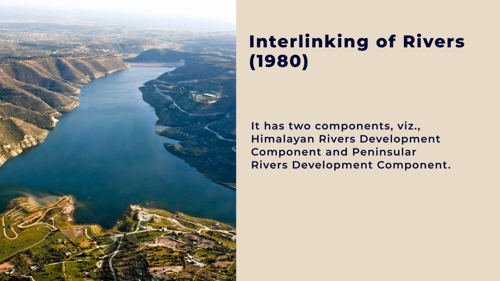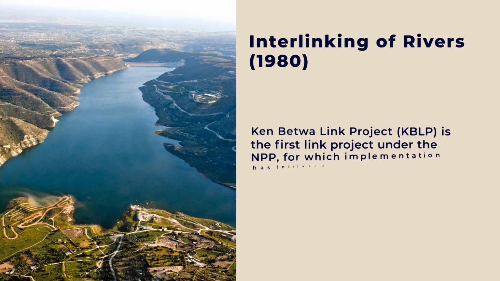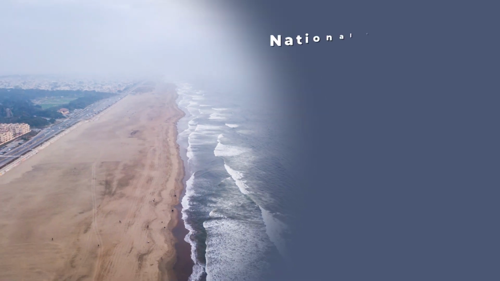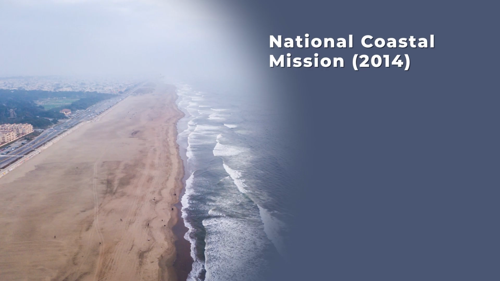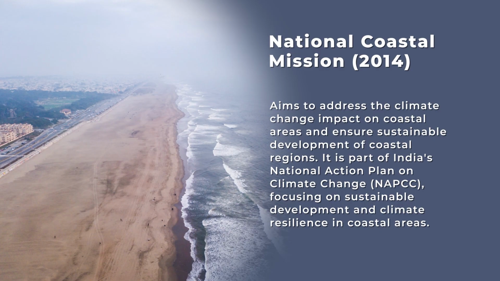It has two important components, the Himalayan rivers and the peninsular rivers. We have identified 30 link projects under the National Perspective Plan. One of them, the Ken-Betwa Link project, is the first of its kind under the NPP, and its implementation has started. The National Coastal Mission, introduced in 2014, addresses the climate change impact on coastal areas and also ensures sustainable development of the coastal region.